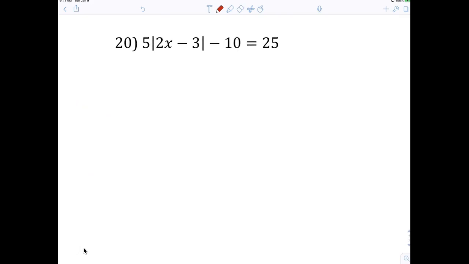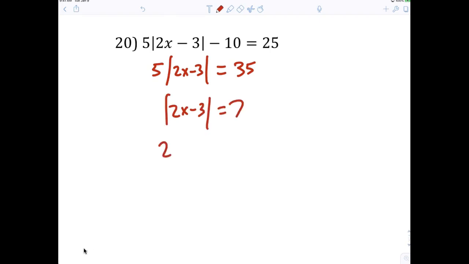Carter, first part. Add 10. What does that equal? 35. And then divide by 5. You good? 2x minus 3 is 7. And then 2x minus 3 equals negative 7. Hold on a second. Is everybody good with that? Still okay?